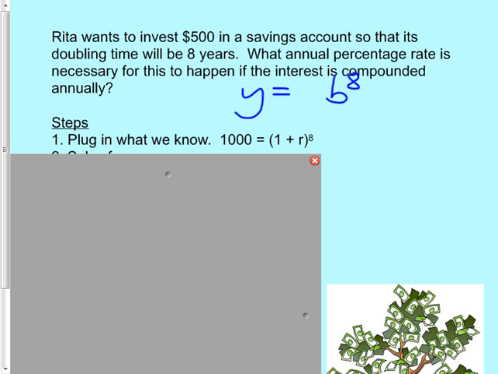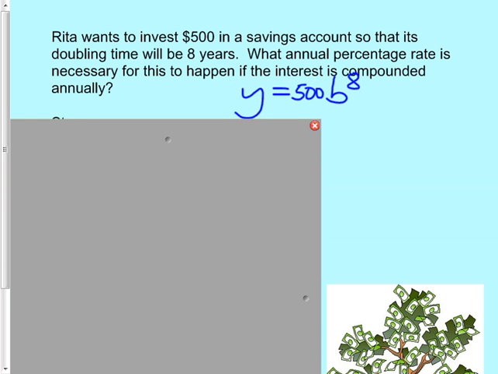Starting amount goes right there, 500. Here, I shouldn't even pull that up yet. Then, what else do we know? Do we know B or do we know Y or what do we know? We know Y, yeah. What's Y supposed to be? 1,000 because we want this thing to double. So this should be 1,000.